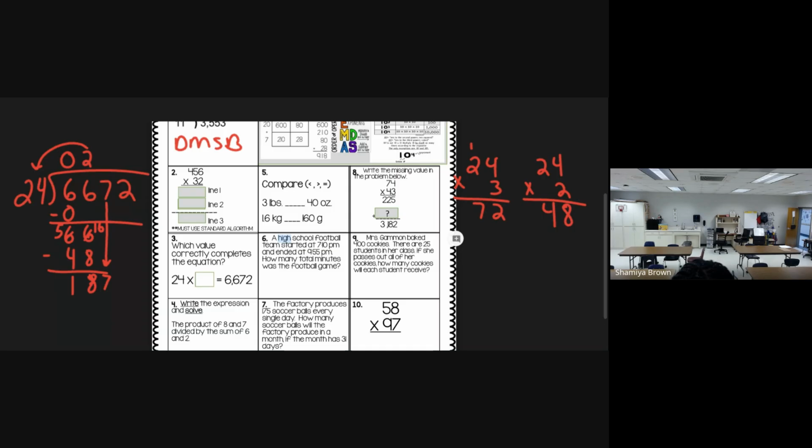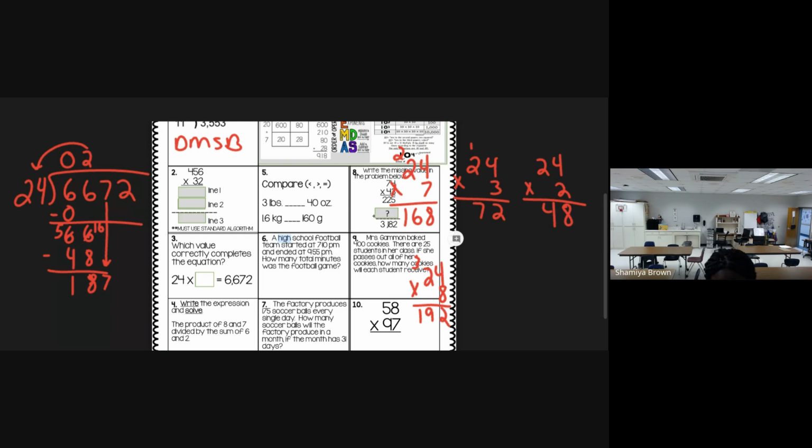I need to see what times 24 gets me 187. So I'll come over here and try something else. Let me try 24 times 7, just to see. 4 times 7 is 28, that's 8, that's 2. 2 times 7 is 14, plus 2 is 16. So that got me 168. Probably as close as I'm going to get, but I'm just going to try 8 to be on the safe side. 24 times 8. 8 times 4 is 32. Put my 2, carry my 3. 2 times 8 is 16, plus 3 is 19. So that put me at 192.